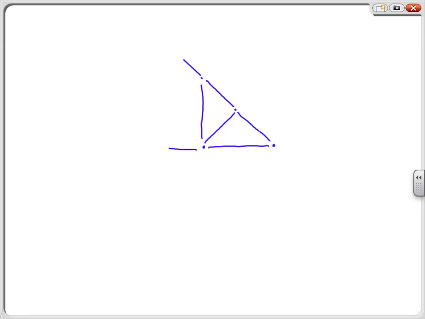And we'll call these A, B, C, and D. And my interest now is going to be at this joint here at C, where we've got four members coming together.